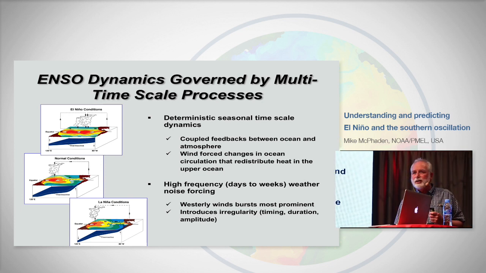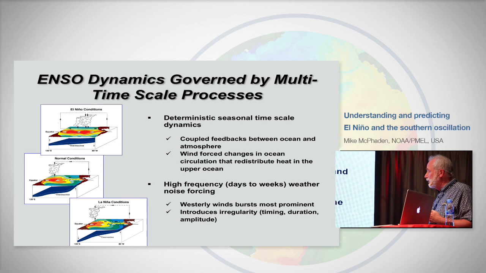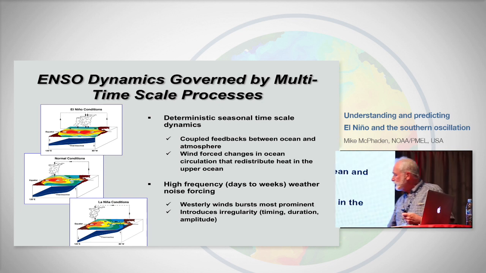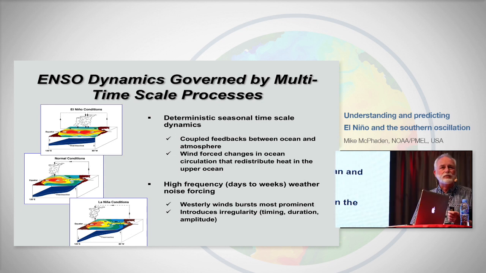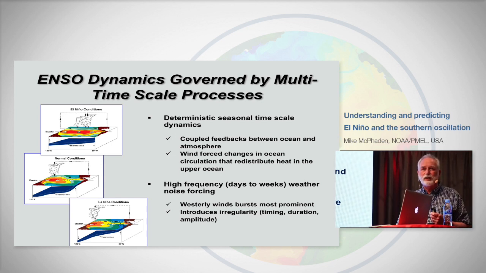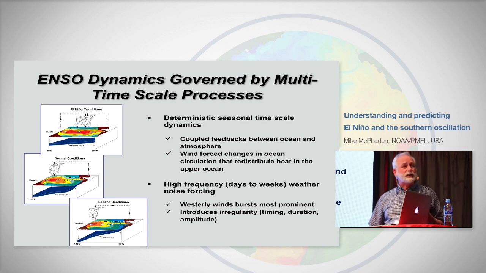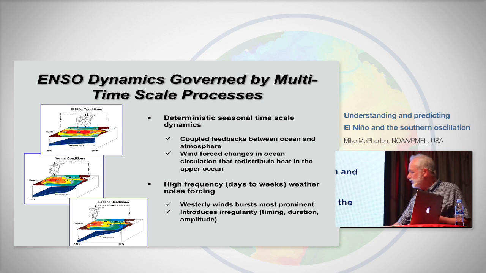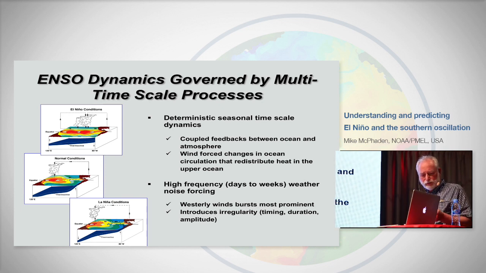This is on time scales of a few days to a few weeks. It tends to be stochastic because you can't predict these on seasonal time scales. Weather events you can't predict on seasonal time scales. And the most prominent form of this high-frequency forcing is what we call westerly wind bursts. And these wind bursts tend to affect the amplitude, the timing, and the duration of individual events. And we'll see the interplay of high and low frequency in just a moment.